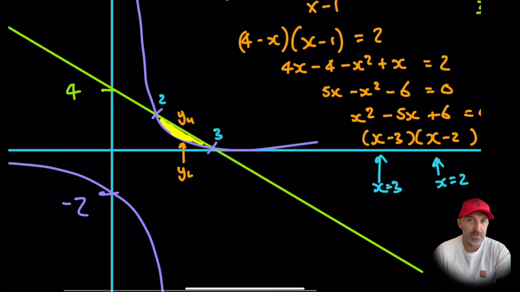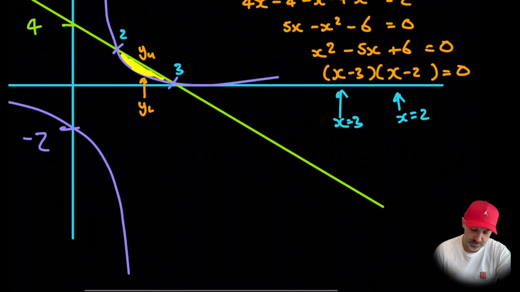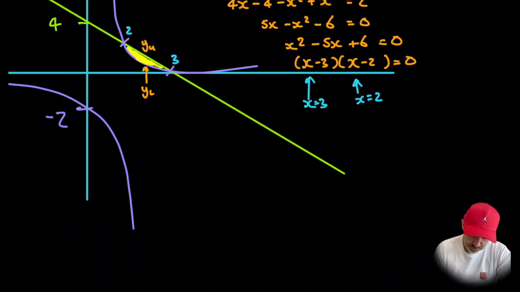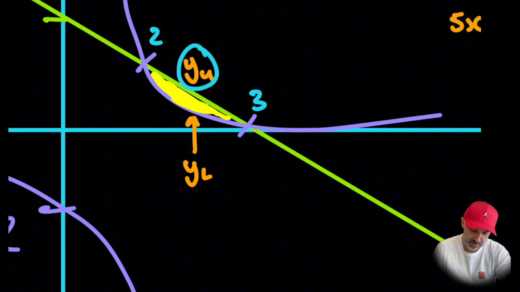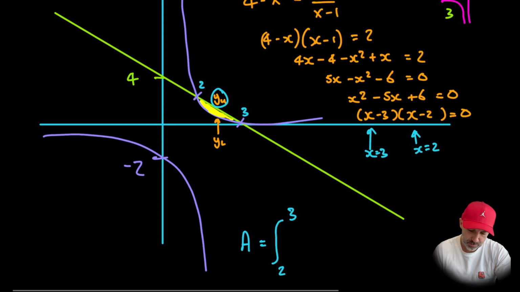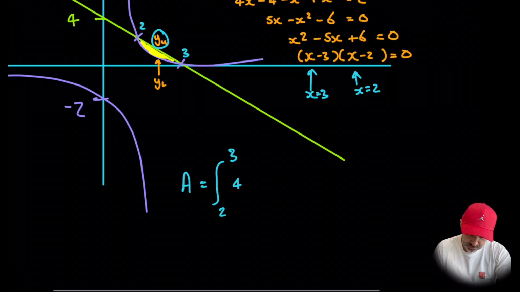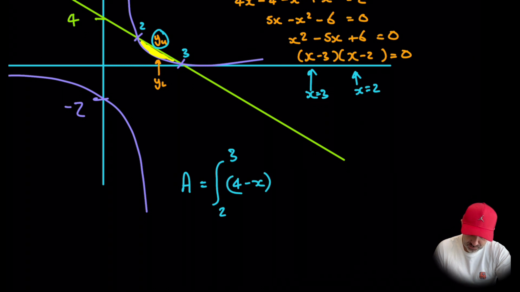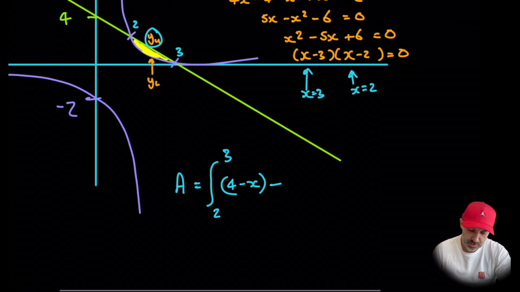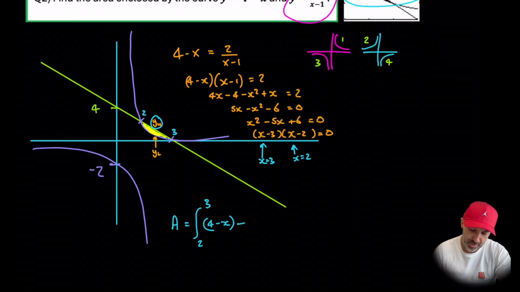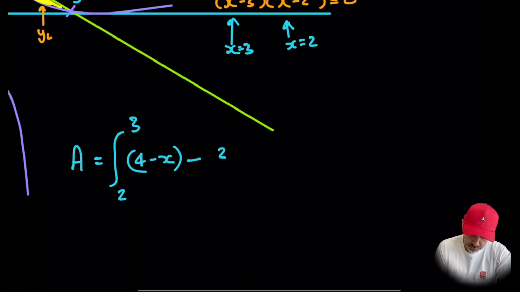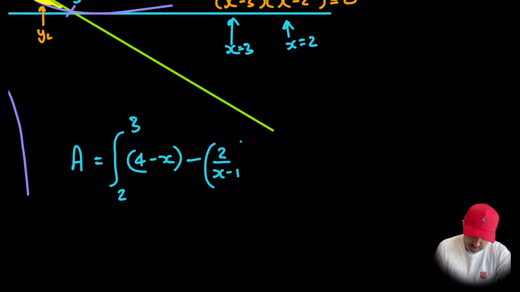Those determine the definite integral that we need to do now. So let's go ahead and do that. So we've got the area between these is 2 to 3 of the upper function. Now if you can see from here, that's going to be the linear line, and that was determined by 4 minus x. So 4 minus x subtract the lower function, and that would be that rational function, which is 2 over x minus 1. So 2 over x minus 1 and dx.